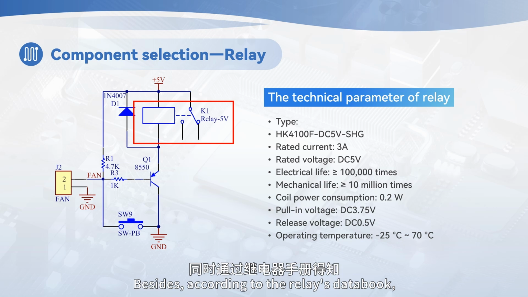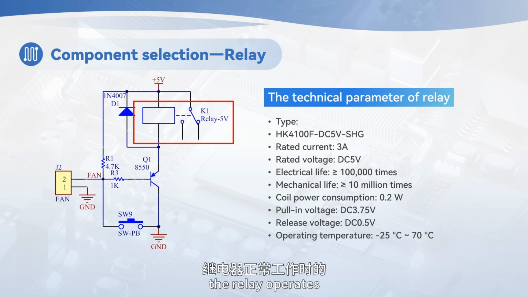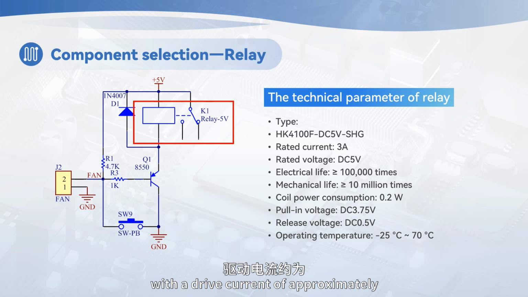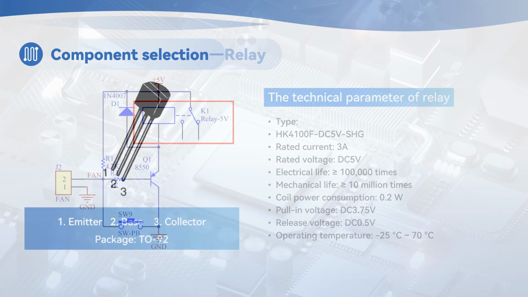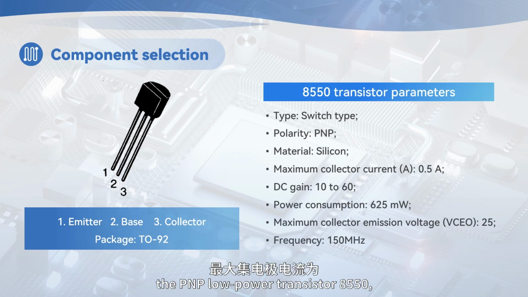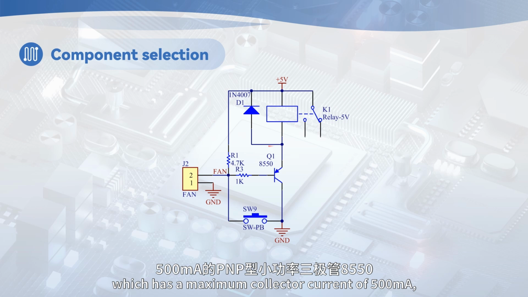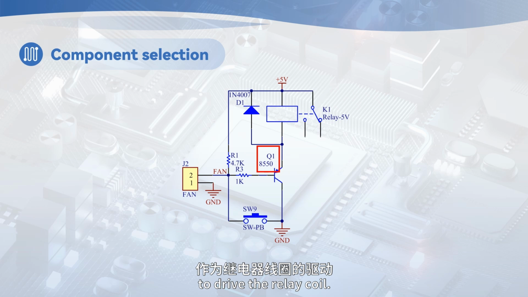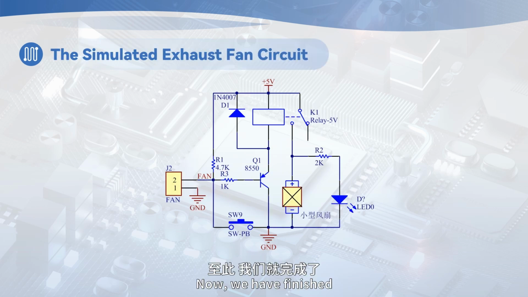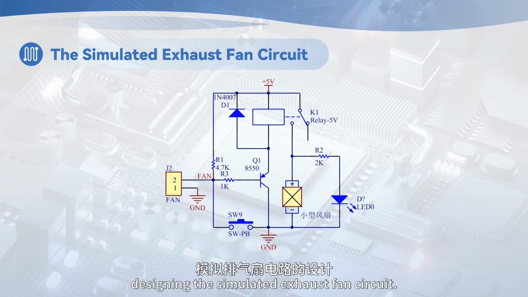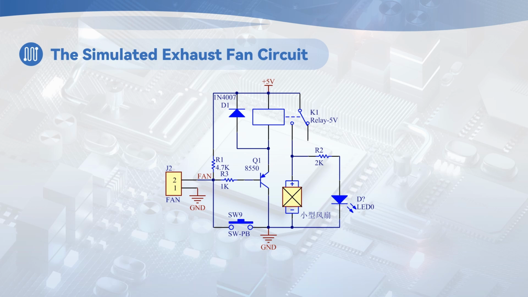Besides, according to the relay's data book, the relay operates with a drive current of approximately 70 to 100 milliamperes when functioning normally, and the relay is activated under low-level input voltage conditions. Therefore, we use the PNP low-power transistor 8550, which has a maximum collector current of 500 milliamperes, to drive the relay coil. Now, we have finished designing the simulated exhaust fan circuit.